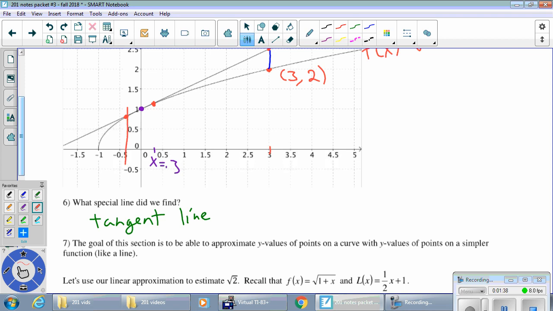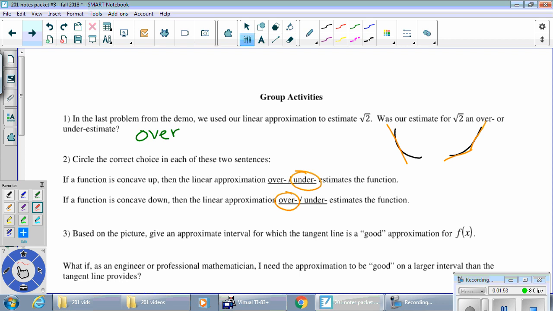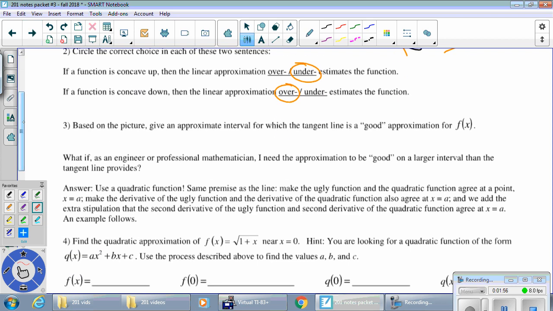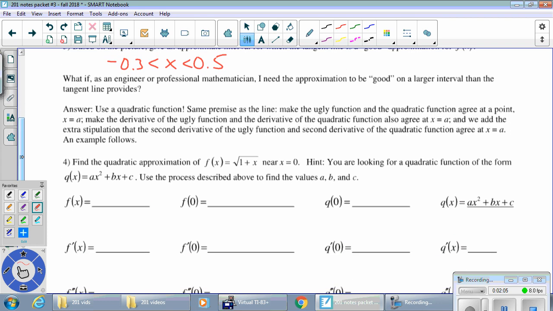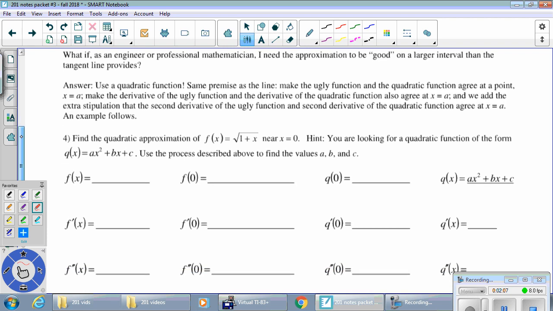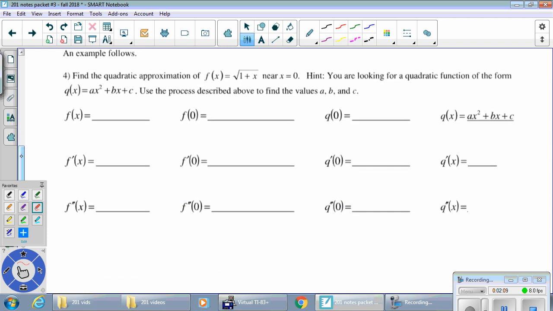So maybe x equals negative 0.3, and then maybe right around here is where they start to pull apart. Of course, if we zoom in, then the answer would change, but we'll say negative 0.3 to 0.5, something like that. It's okay to have slightly different answers than this one. Okay, so you can read the next bit of text. I'm going to jump to number 4, so pause here and read.